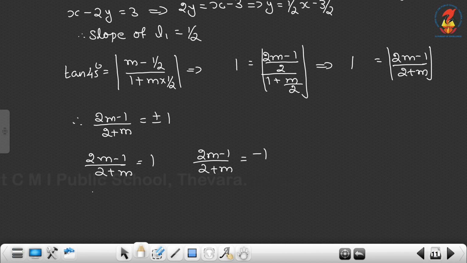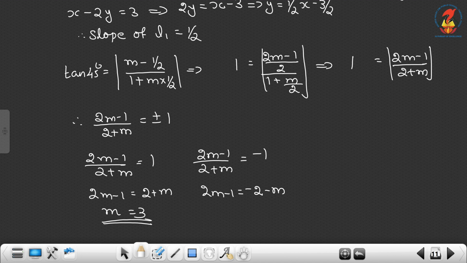Find the value of m. So 2m minus 1 is equal to, cross multiply, 2 plus m, or taking m to the side, m is equal to 3. Here 2m minus 1 is equal to minus 2 minus m. When we take m to this side, 3m is minus 2 plus 1, that is minus 1. So m is equal to minus 1 by 3. So two values, so we will get two equations.